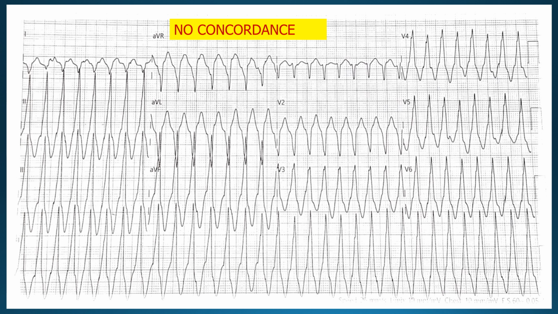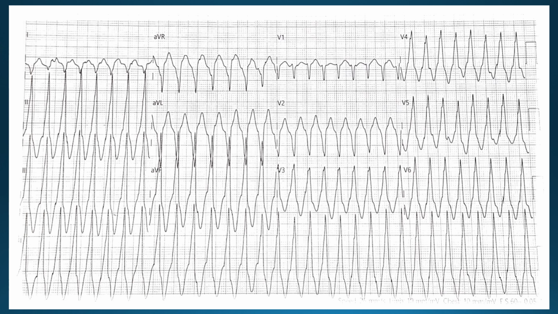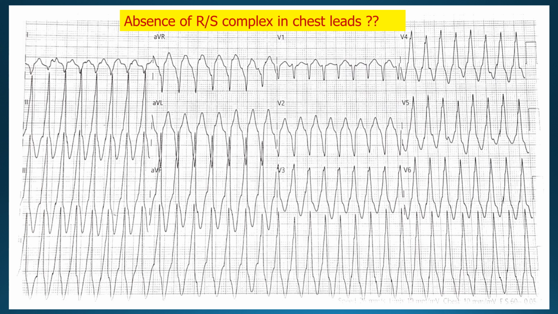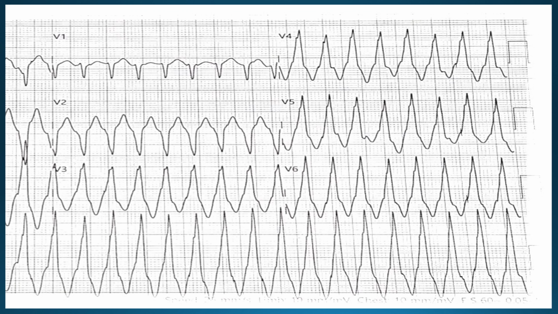Now let's move forward. The next question is: is there an absence of RS complex in chest leads? This again goes back to the concept of concordance. We have already shown that there is no absence of RS complex in all chest leads, so there is positivity in a few of the leads. So there is no absence of RS in the chest leads. By this we mean that we can see an RS. This is a pretty small R and a deep S in lead V1.